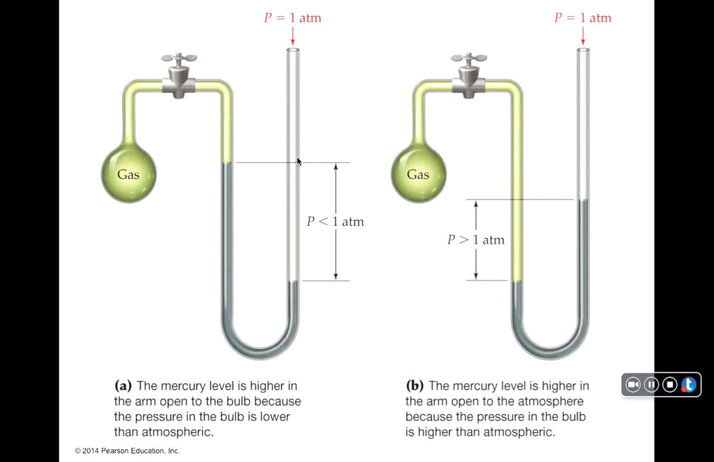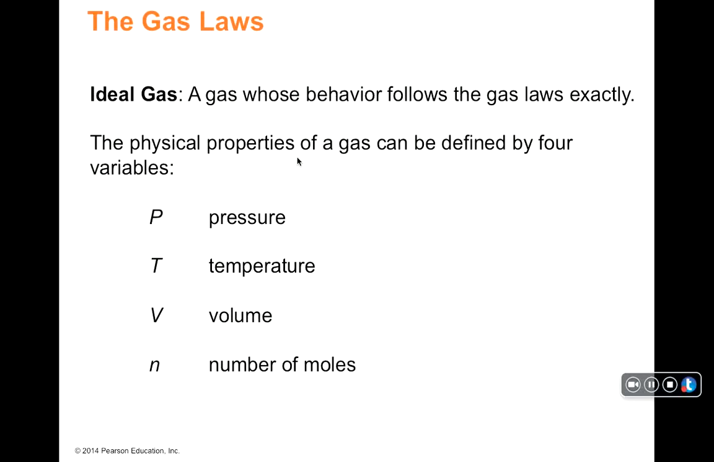We can also use open-end manometers, shown here, to measure pressures. I'm not just going to skip through that, but this is just one way that we can measure pressure. Okay, so right to the gas law equations. We'll first go through the relationships between two variables holding the other two constant. You'll see what those are, and then we'll combine them all together into the ideal gas law equation.